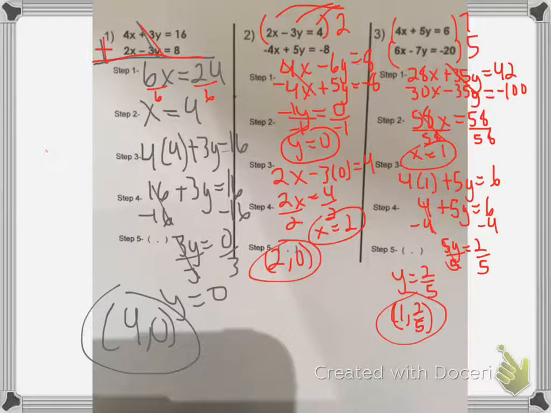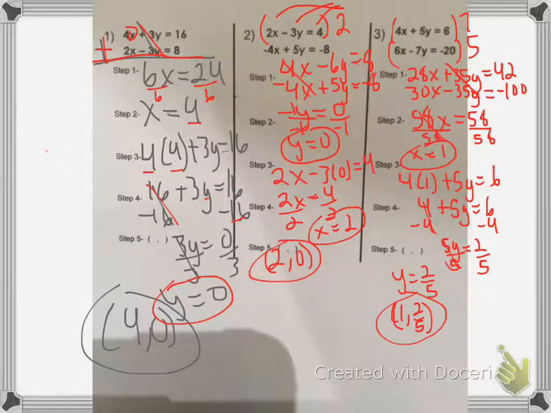Then I just plug that into one of my original equations. I just chose the first one. So I plug in that 4 for x. I got 4 times 4 is 16, plus 3y equals 16. I subtract 16 from both sides, I get 3y equals 0. I divide by 3, and I get y equals 0. So my ordered pair is 4, 0.